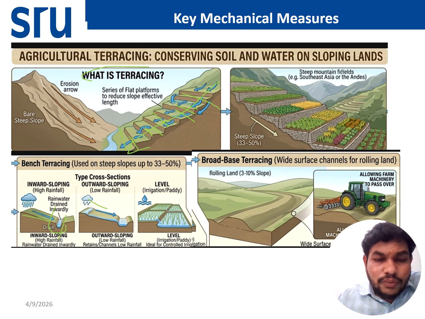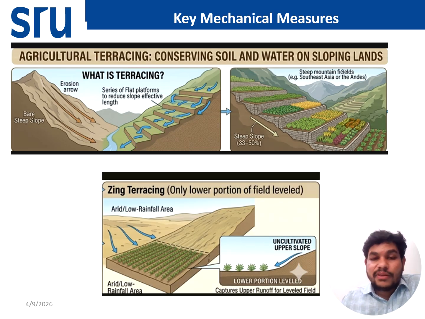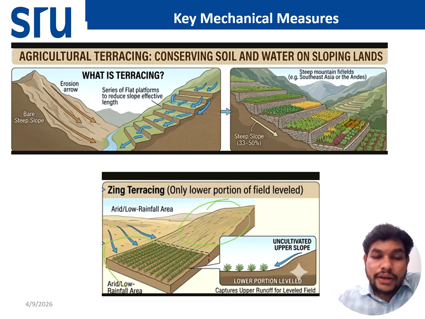This is the outward slope, not inward. This is the level slope. This is the broad bed. Here the bed is on the higher side, and in the middle there will be a row in which we will collect the water. This is zing terracing. Here we will allow the erosion and collect the water in the lower area.